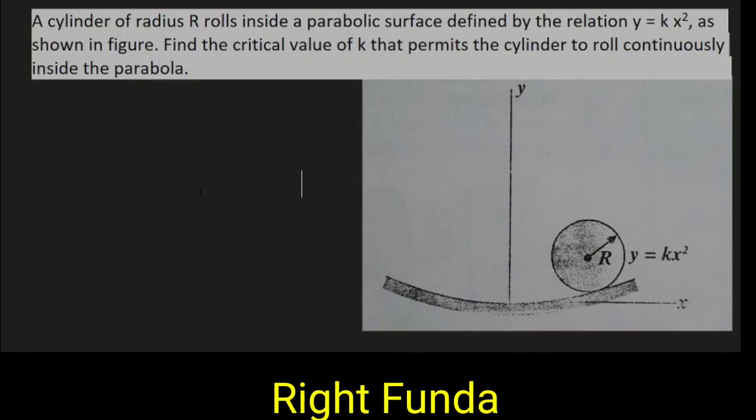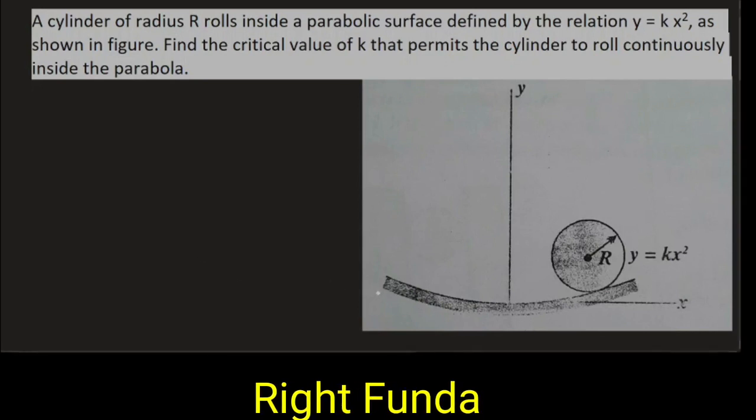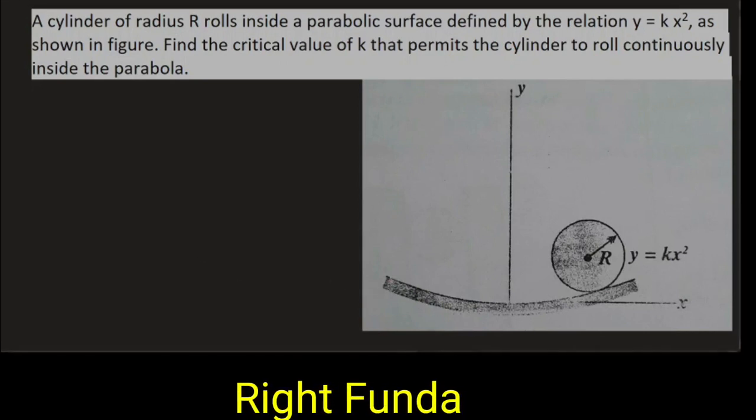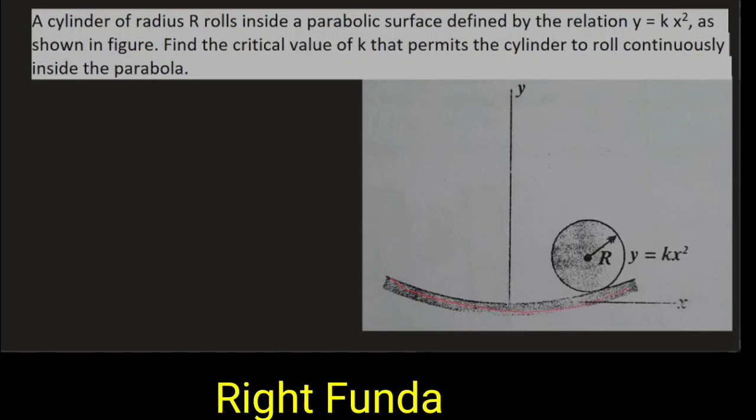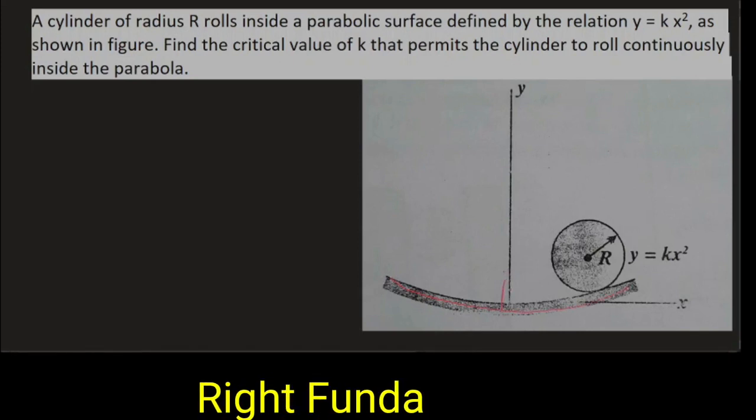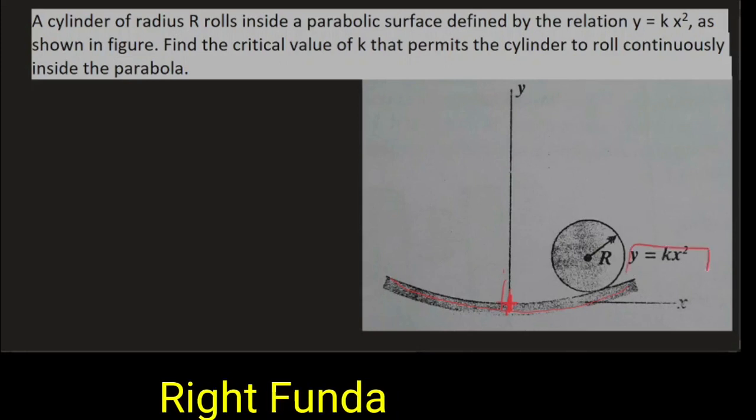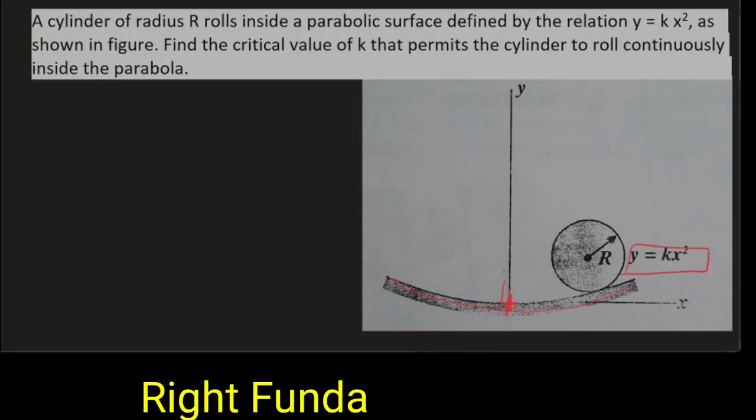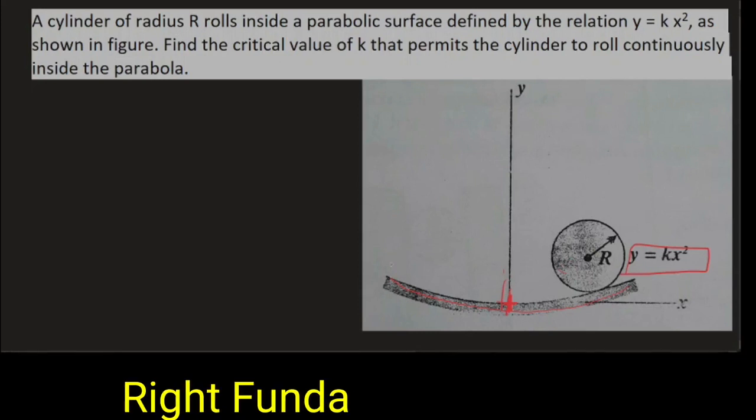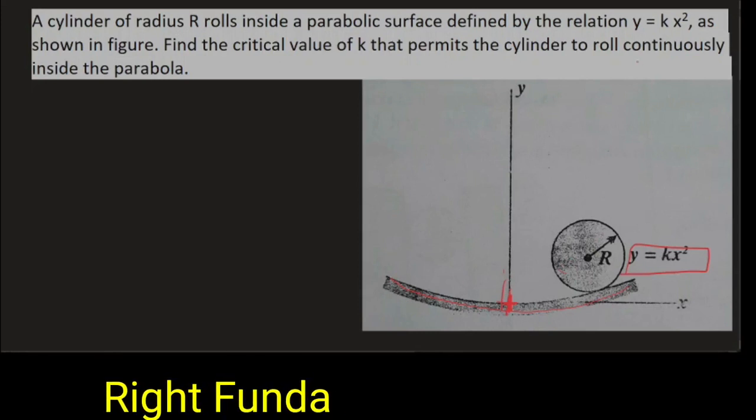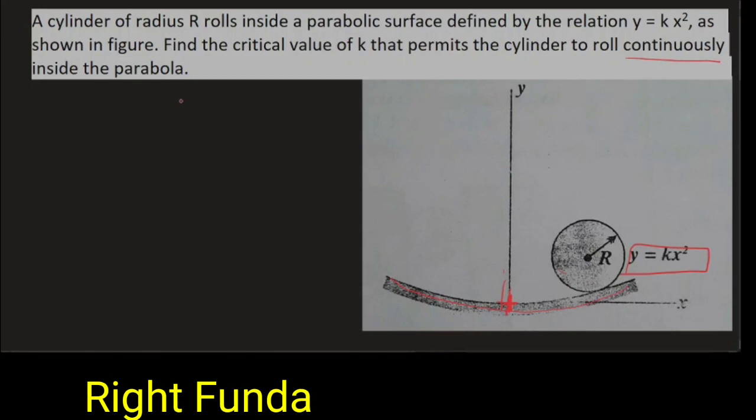So this is my parabolic surface, and taking the bottommost point as the origin, the equation is y equals kx square, and a cylinder is rolling on this continuously. It is rolling continuously. So what is continuously rolling?